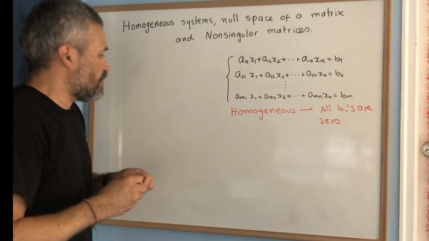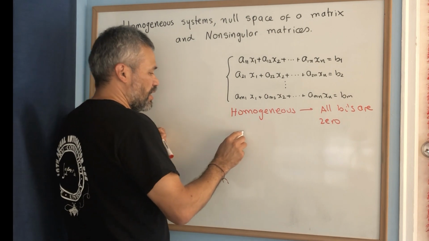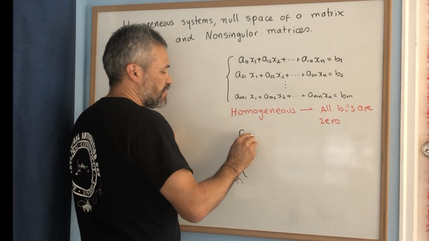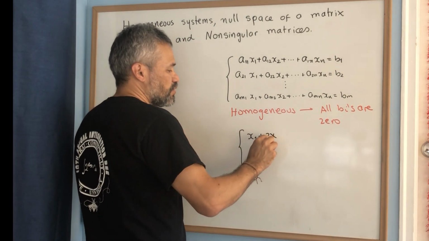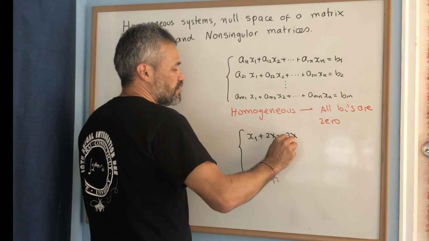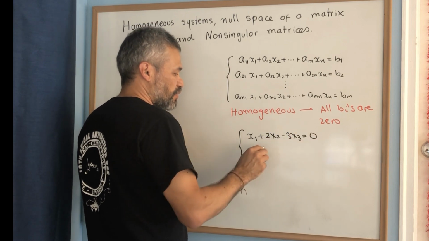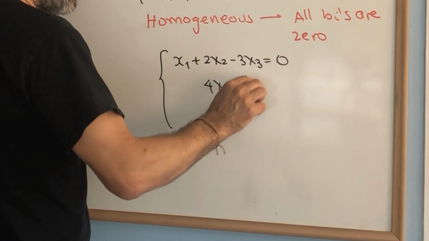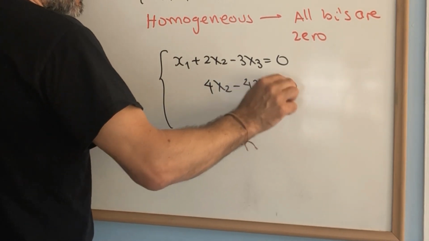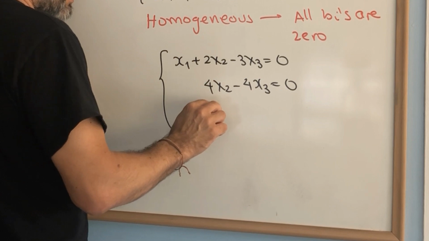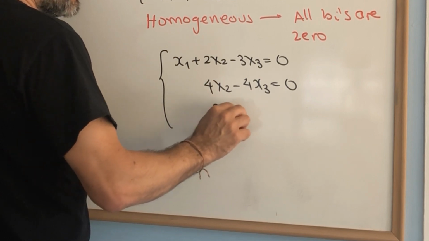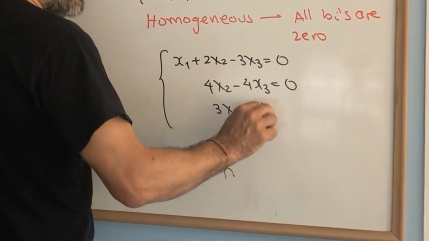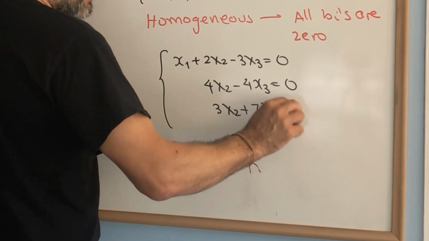And then, as an example, we have the following system: x1 plus 2x2 minus 3x3 equals 0, 4x2 minus 4x3 equals 0, and 3x2 plus 7x3 equals 0.